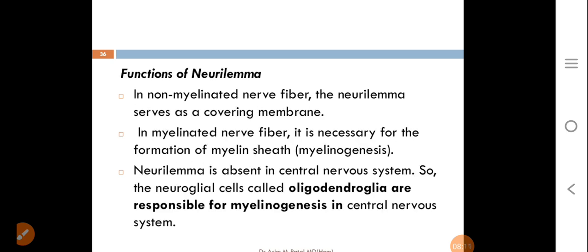The main function of neurilemma: in non-myelinated nerve fiber, the neurilemma serves as a covering membrane, and in myelinated nerve fiber, it is necessary for the formation of myelin sheath, that is myelinogenesis. Neurilemma is absent in the central nervous system, so the neuroglial cells called oligodendrocytes or oligodendroglia are responsible for myelinogenesis in the central nervous system. So this is about the internal structure of axon. Thank you.